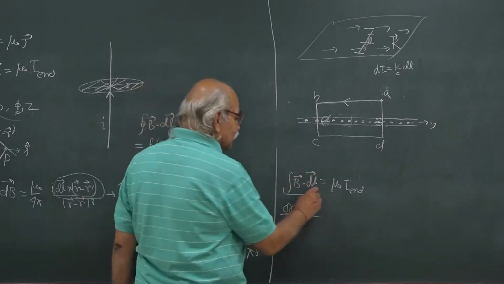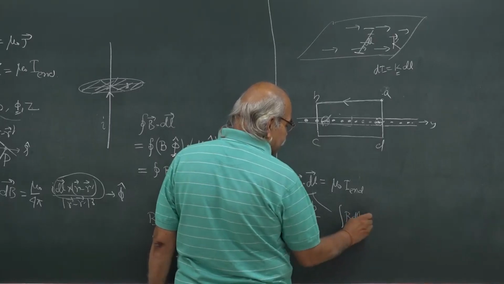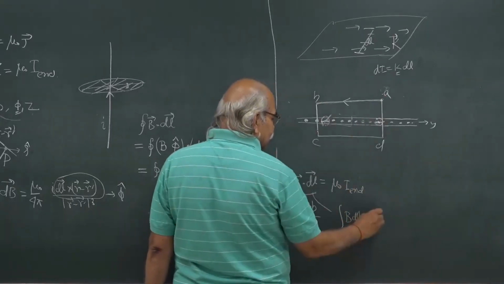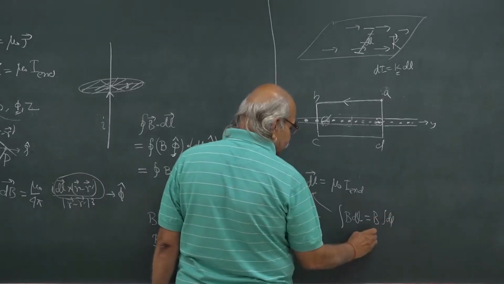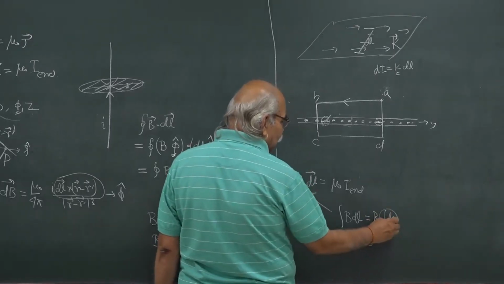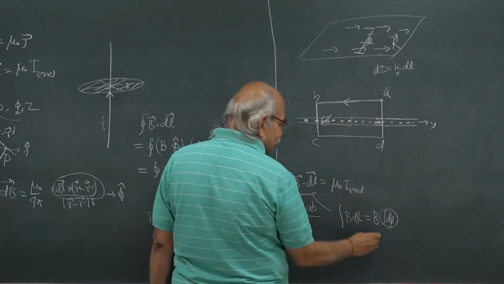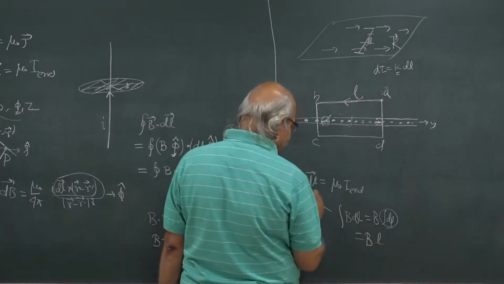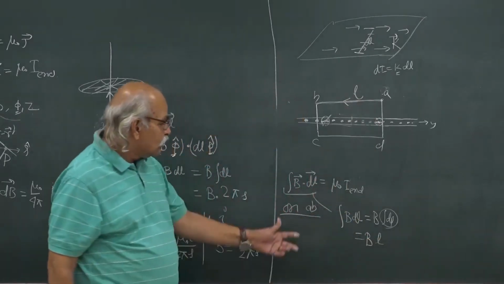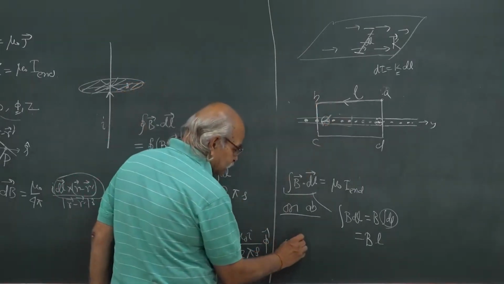So, this I can write as B dl, and B is the same from here to here. So, it is B and then dl, and if you add all these dl's, what you get is this length AB, call it L. So, it is B into L, that is our result on AB. Then comes BC.